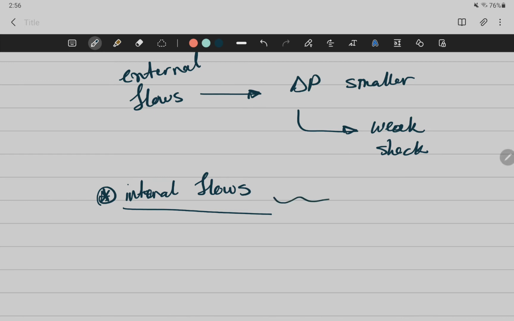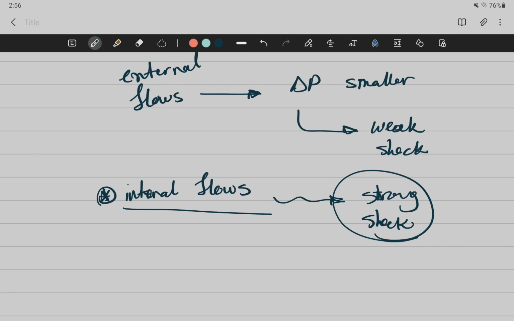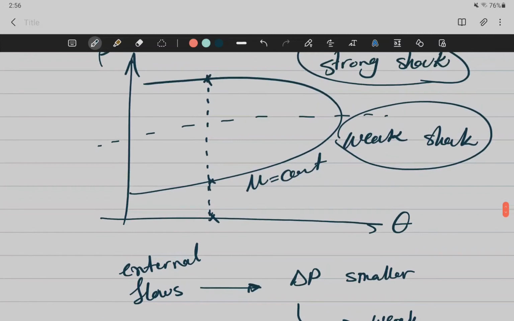But usually, strong oblique shocks happen in internal flows. But in this class, you are usually only dealing with weak shock waves. Okay? You will probably be given a beta and asked to find a deflection angle, so you don't really have to make a decision, right? Does that make sense? But one question remains.